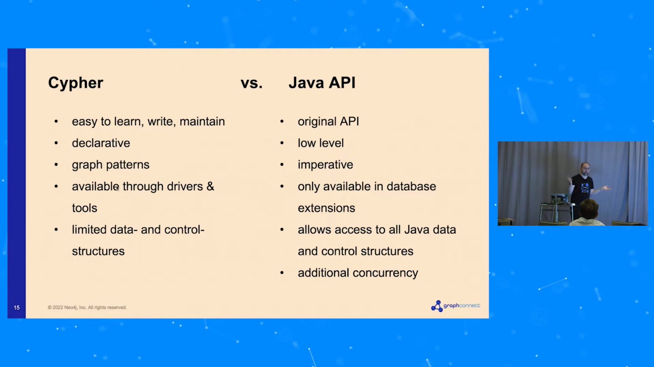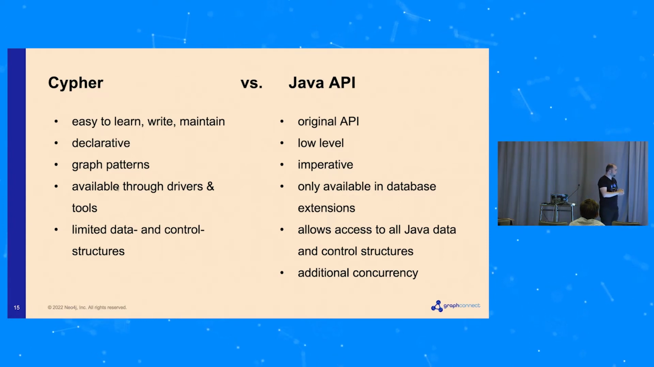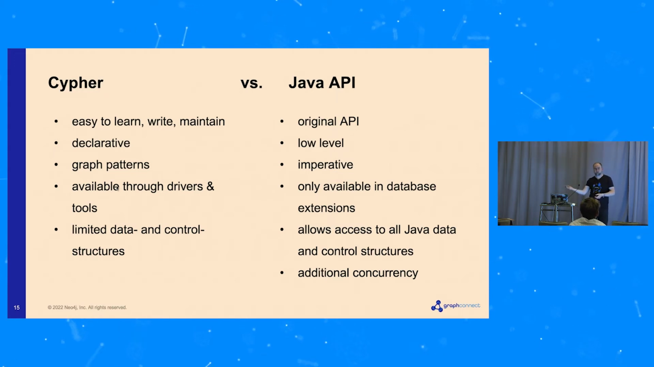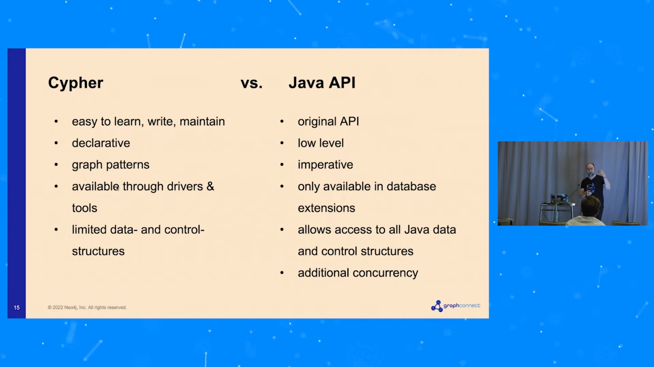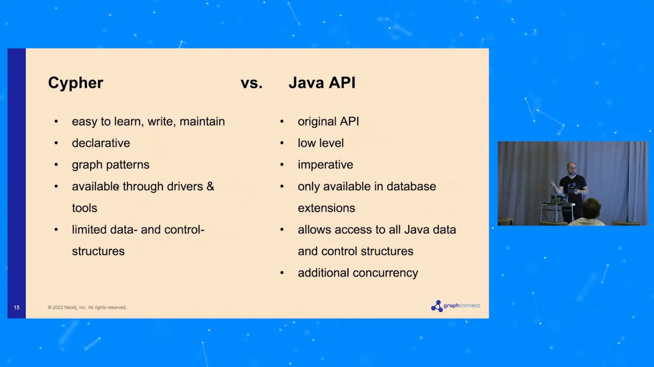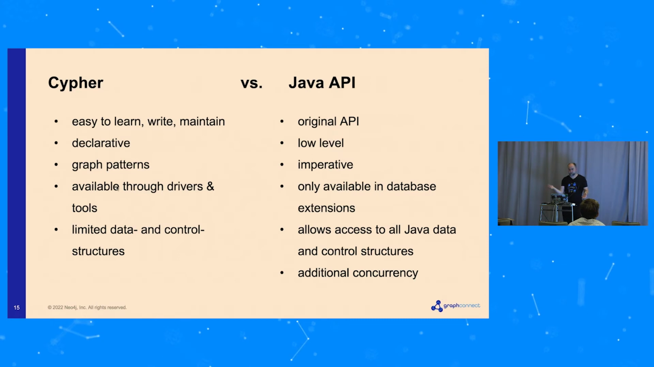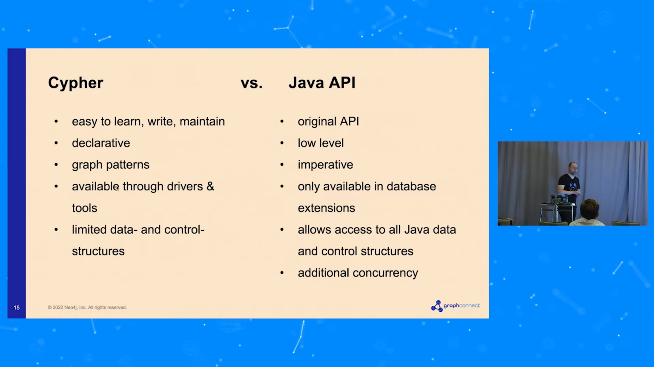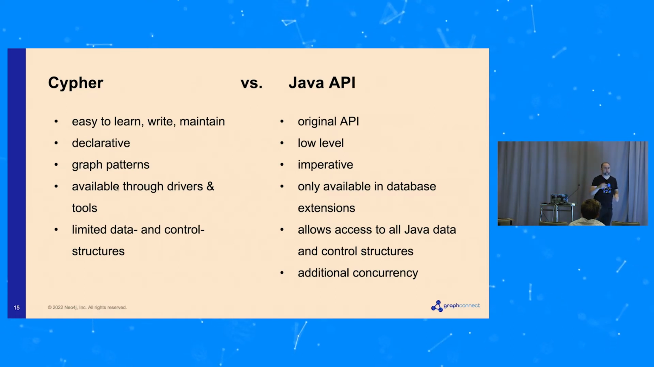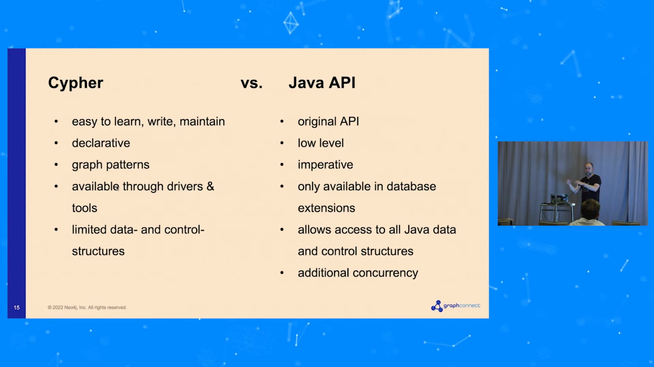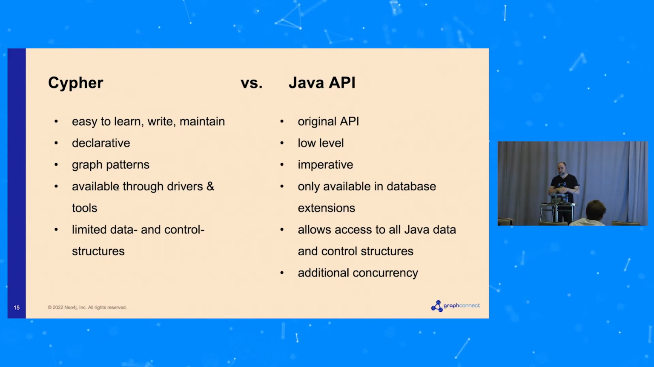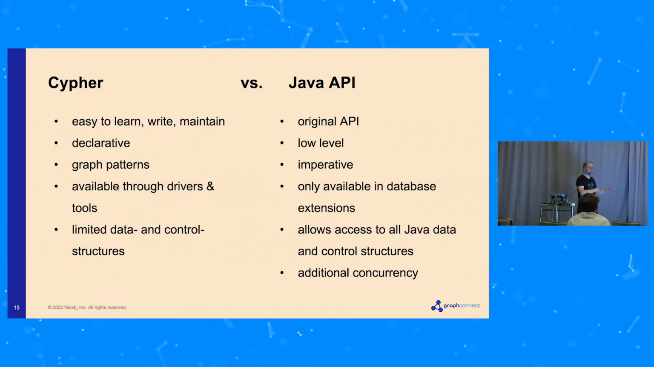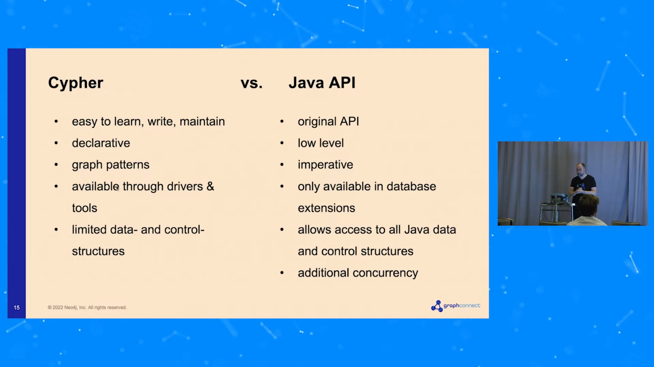So the Java API was the original API of Neo4j. It basically says I have node objects and relationship objects, and then I can set properties and get properties from nodes and relationships. I can get or navigate all relationships of a node and stuff like that. I can start transactions, stop transactions. It's an imperative API. And it's only available in database extensions, so you can't go into your client and say, I want to now use the Java API of Neo4j. You really need to be inside of the database. But the benefit is you have access to everything that Java provides, right? All the data structures, all the control structures, all the libraries, knock yourself out as such.